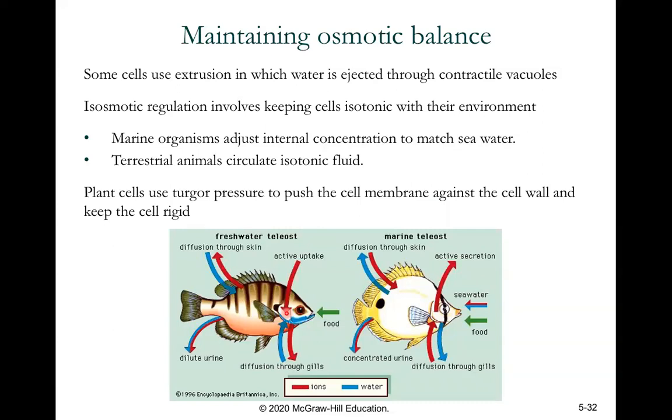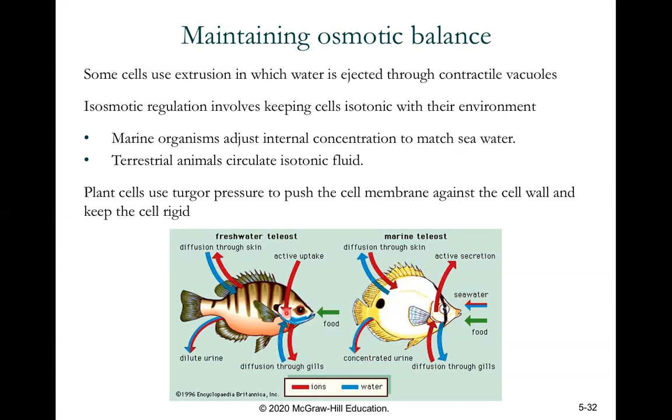So in our image here, we're able to see the freshwater teleost and the marine one. And we see that the diffusion through skin happens in both species, fresh and marine water fish. We see that there's something going on when it comes to food. They're both able to eat, but one is now eating not just food, but is intaking seawater as well, correct? So there's a lot of ions and different things in there.